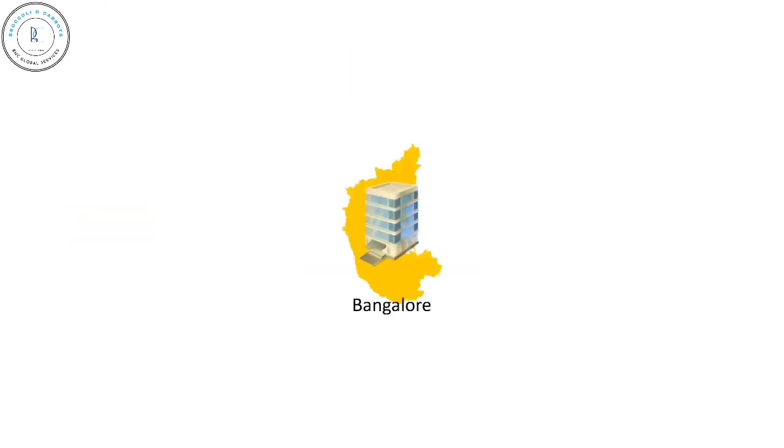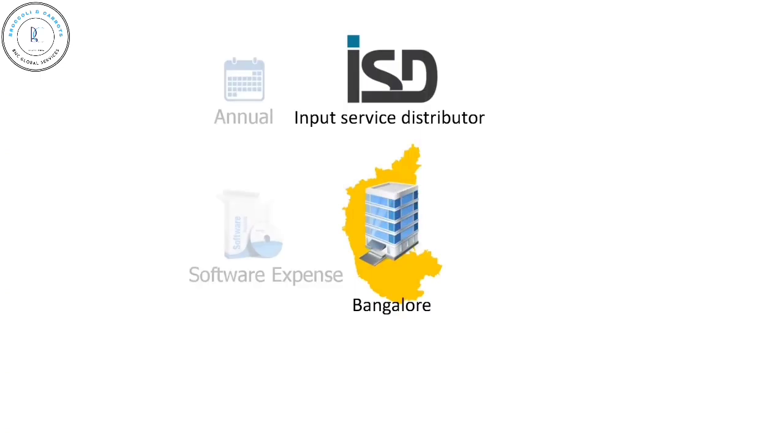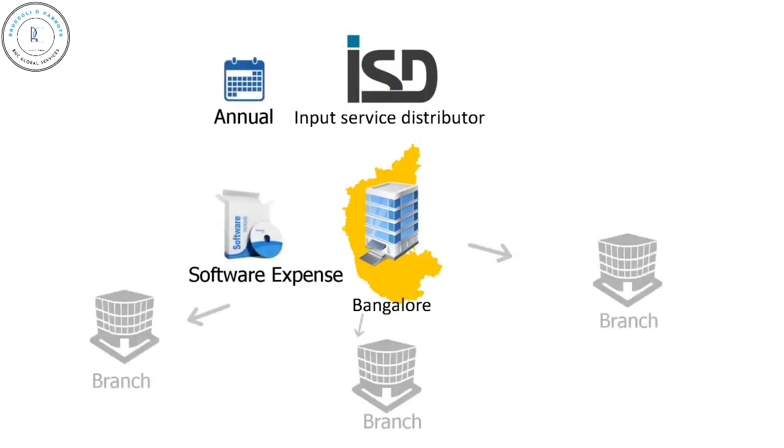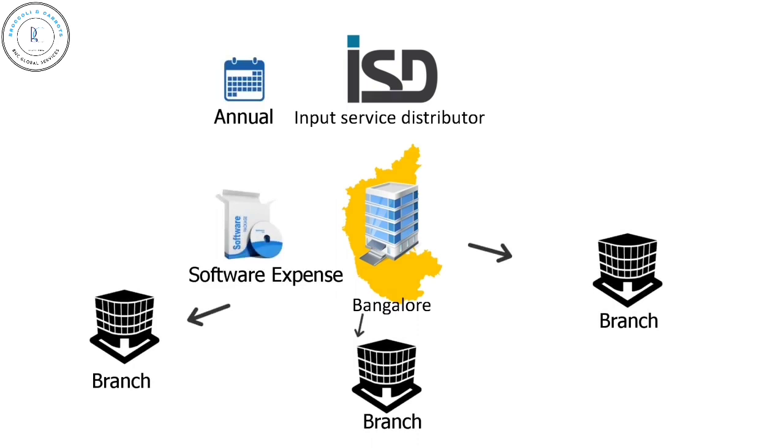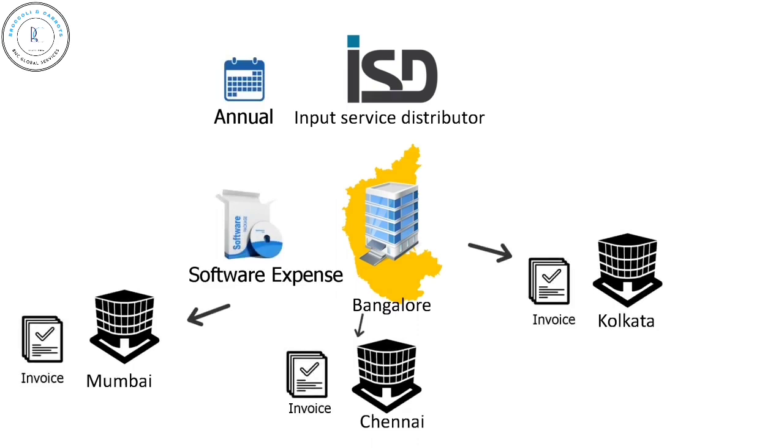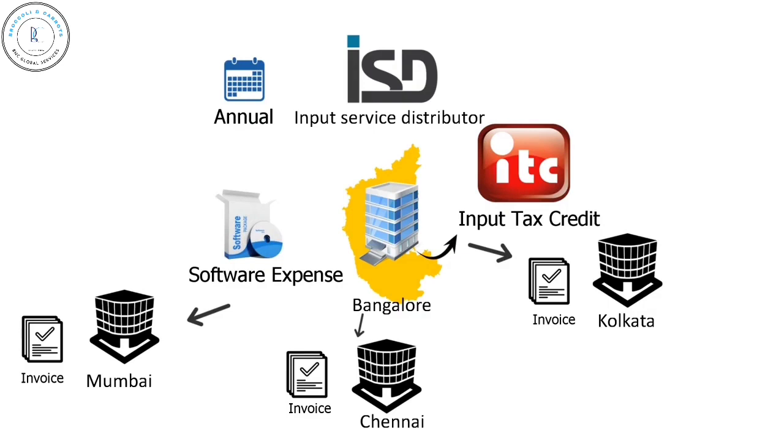Example 1: Head Office Bangalore, an ISD, incurred annual software expenses on behalf of all its branches, namely Chennai, Kolkata and Mumbai, and received the invoice for the same. Since the software is used by all its branches, the input tax credit of the entire services cannot be claimed at Bangalore. The ITC has to be distributed to all the 3 locations on a proportionate basis, in the ratio of the turnover of all such recipients that are operational during the year.